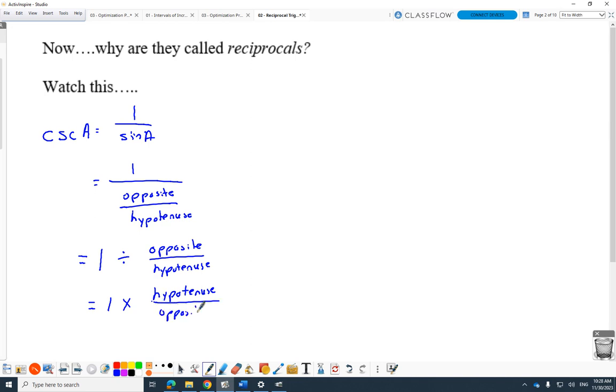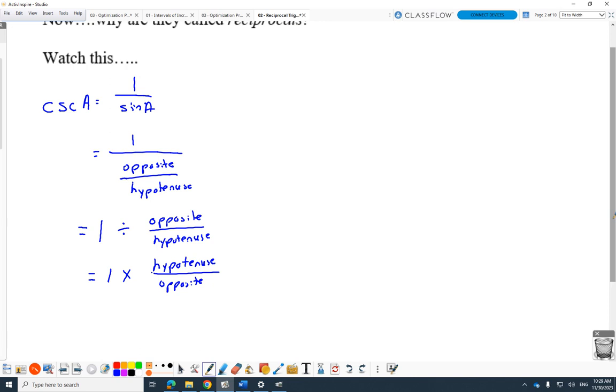So once it's written as division, your fraction rules come back into play, and I got 1 times hypotenuse over opposite, and 1 times anything just stays the same. So the 1 times doesn't matter anymore, and I get hypotenuse over opposite. Now think about that for a second. Sine is opposite over hypotenuse. Cosecant is hypotenuse over opposite.